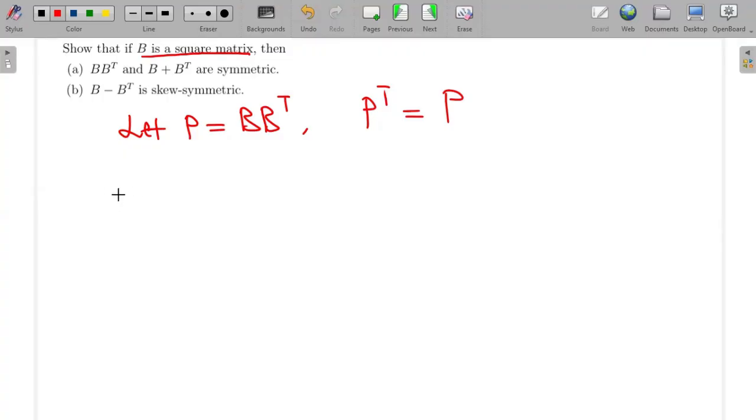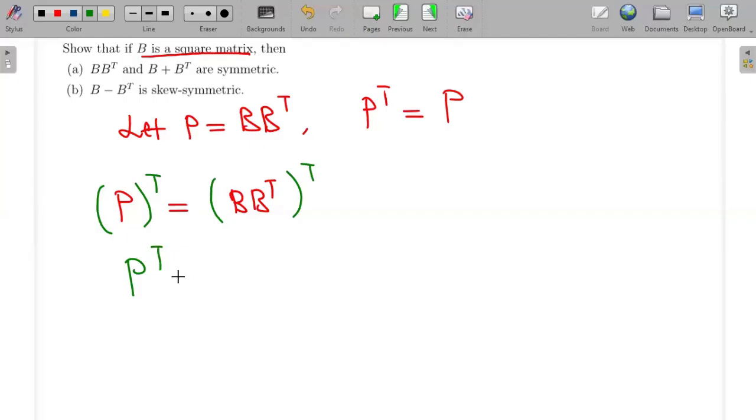So I'm going to say P is equal to B multiplied by B transpose. And then I'm going to apply the transpose on both sides. So transpose here and transpose there. So here I'll have P transpose is equal to, and remember this is a product of two matrices. So how do we apply the transpose? We start with the last matrix. So it will be B transpose with the transpose outside. And then this one goes to the B, so that will be B transpose. So we know that B transpose transpose is just B, and then this one remains B transpose.